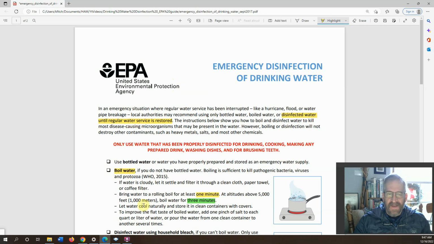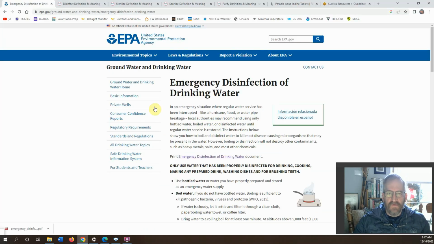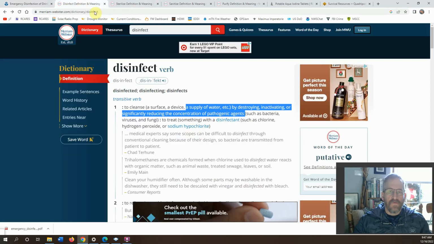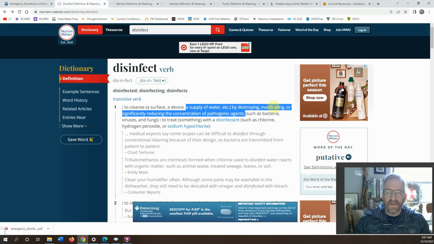So what does disinfect actually mean? We kind of have to look at the words a little bit because people often throw these words like sterilize and purify around and they're not necessarily used in the right manner. To disinfect is basically to cleanse a supply of water by destroying, inactivating, or significantly reducing. That's important there because we're significantly reducing the concentration of a pathogen such as a bacteria, virus, or a fungi.